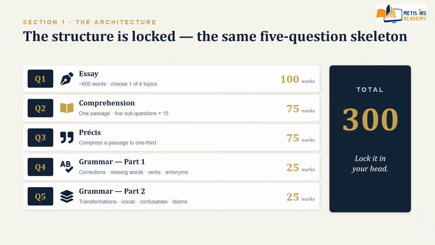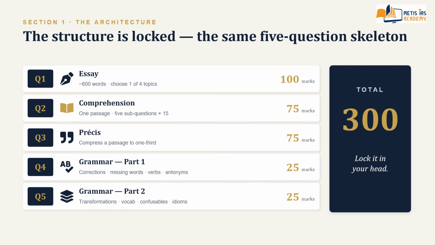Question number 1 in the general English paper is the essay. It carries 100 marks and you have to write 600 words. They will give 4 topics and you have to choose one topic and write 600 words for the essay. 100 marks for the essay.